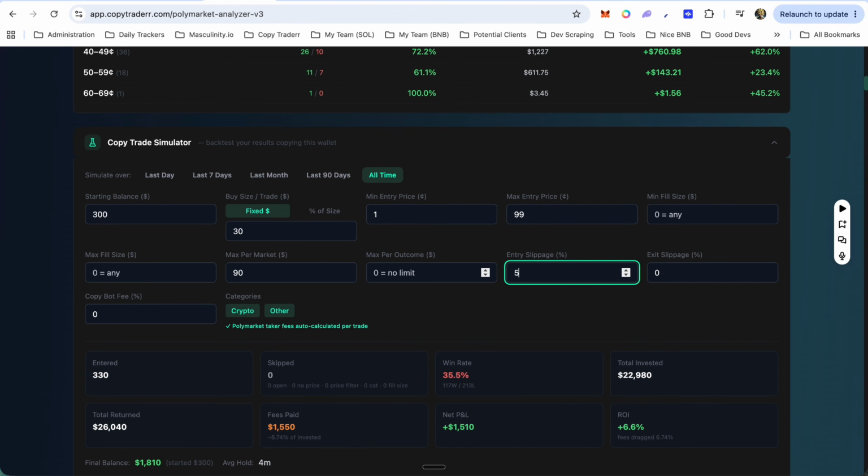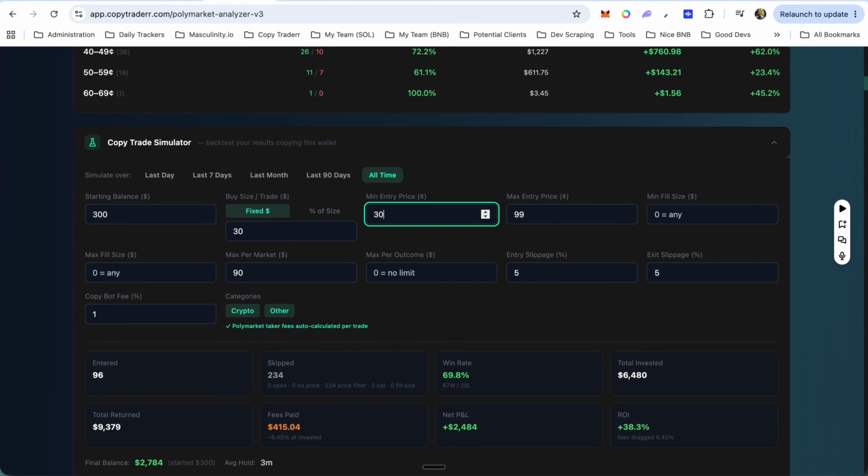So let's say I'm going to have a slippage of 5%. That's me estimating right now an exit slippage if they exit early of 5%. The copy trading bot fees are 1% on KAGE. With slippage, our return on investment goes way down to 1.2. Wouldn't really be worth copying this trader.